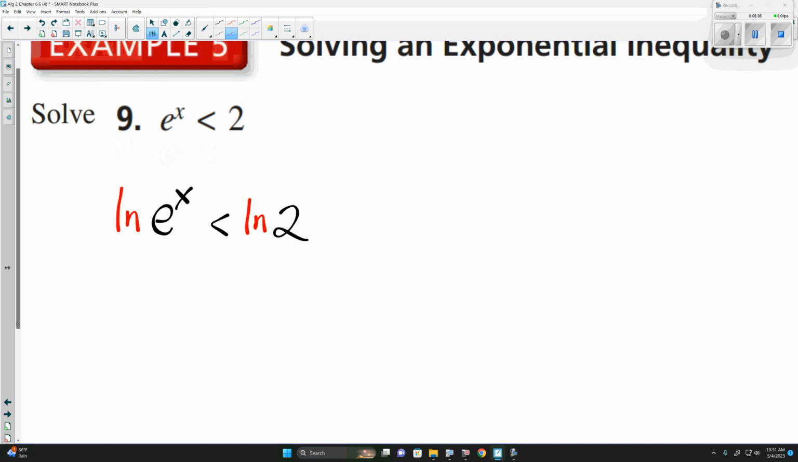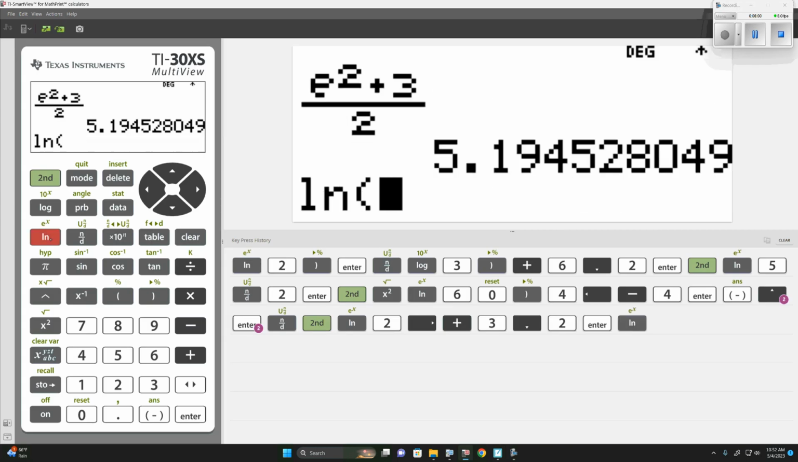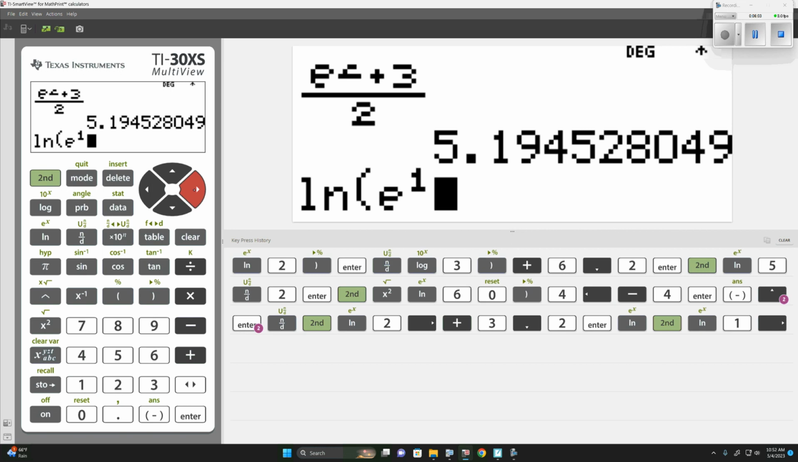All right, guys, let's focus in. Then we would move the x to the front, telling us that we have x ln of e is less than the natural log of 2. The natural log of e is 1, because the natural log of e to the first power is 1, so we have 1 times x, which is just x.